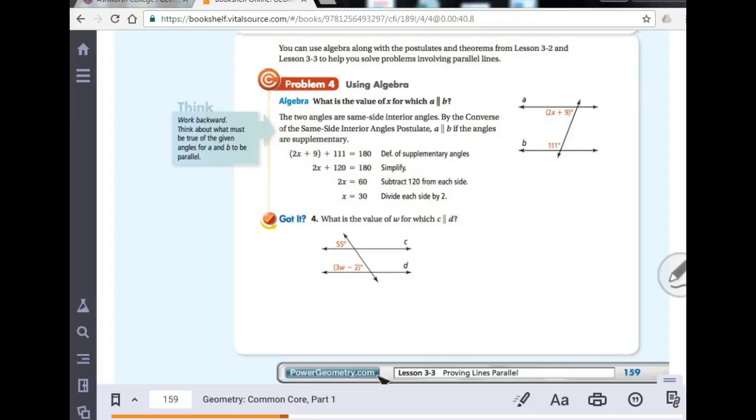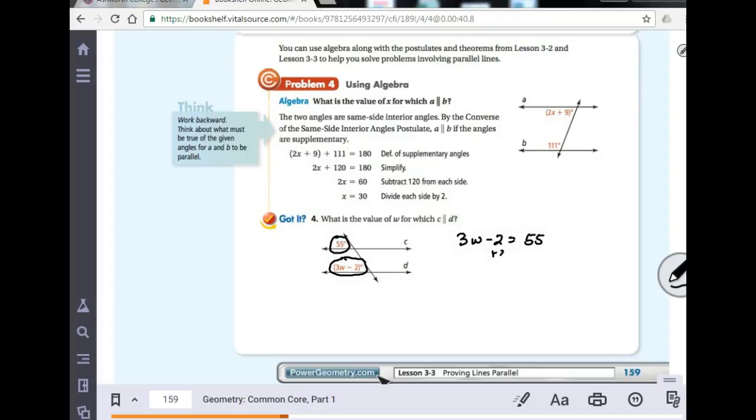Okay? Now, as we're working on the got it, what is the value of w for which C would be parallel to D? Well, based on where these are, this angle and this angle, these are considered to be corresponding angles. And for C and D to be parallel, the corresponding angles must be equal to each other. Not supplementary, but equal to each other. So I'm going to set the 3w, not plus, excuse me. Let me erase that. 3w minus 2 equal to 55.